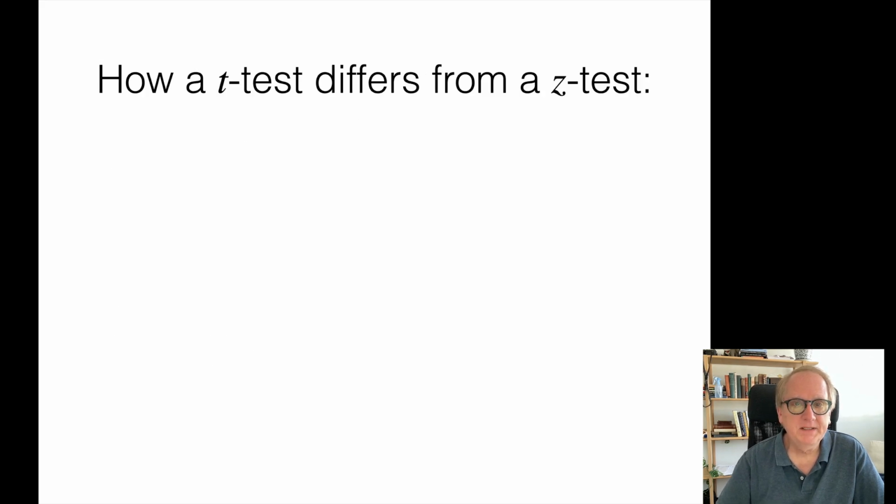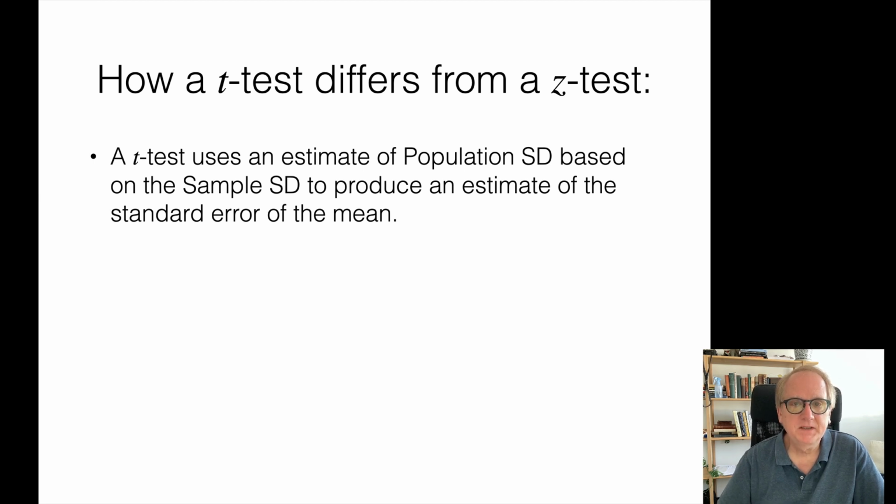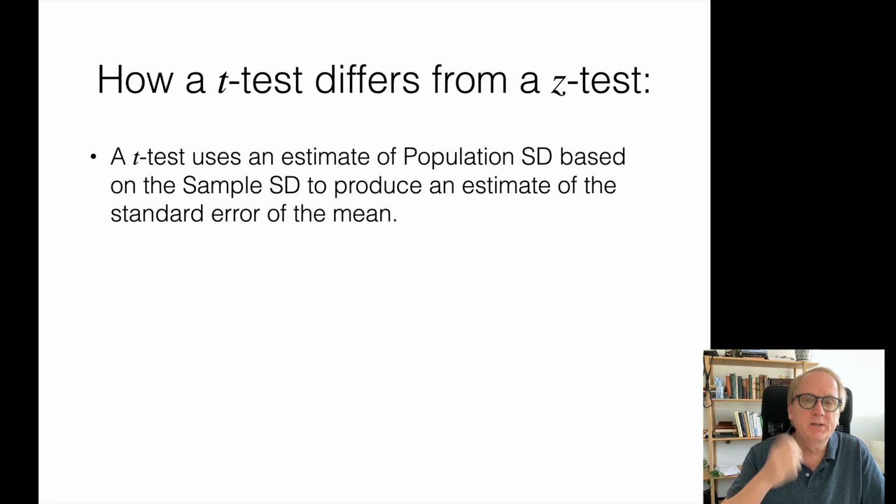So how does a t-test differ from a z-test? Well, there are three ways that it does. A t-test uses an estimate of the population standard deviation based on the sample standard deviation to produce an estimate of the standard error of the mean. So this means that we're going to be using that n-1 version of the standard deviation formula to produce this estimate of the population standard deviation and therefore produce an estimate of the standard error of the mean.